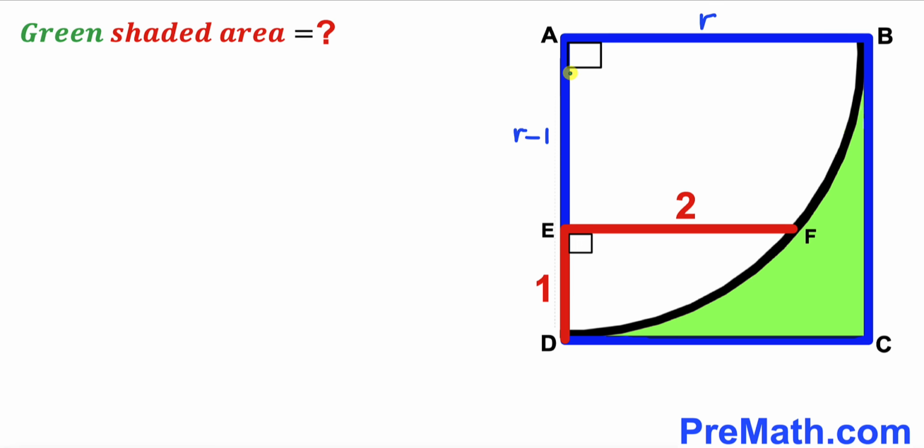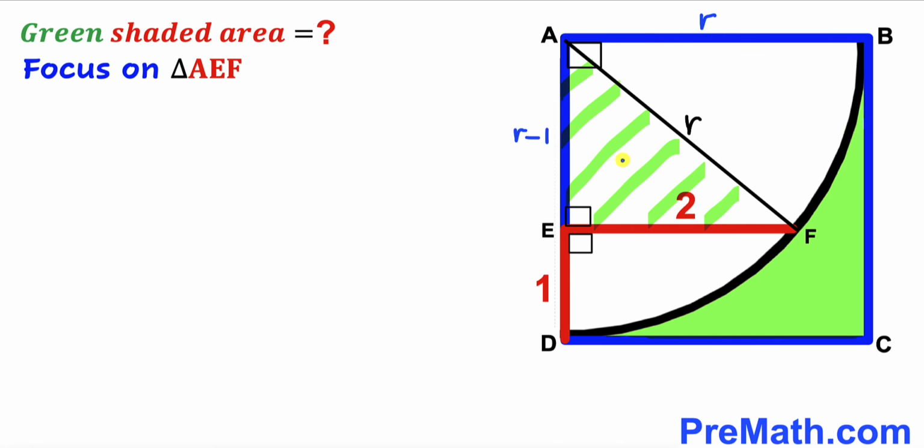In this next step, I'm going to connect this center A with this point F. We can see that this AF is the radius of this quarter circle, so I'm going to label this one as lowercase r. Now we are going to focus on this right triangle AEF, and apply the Pythagorean theorem on this triangle to solve for this radius r.